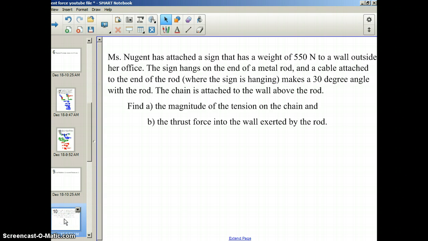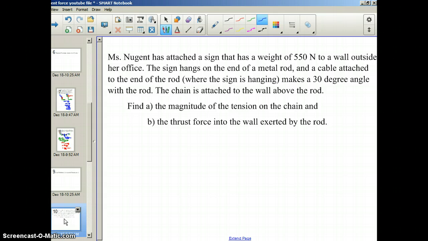Practice problems on concurrent forces, part 2. Ms. Nugent has attached a sign that has a weight of 550 newtons to a wall outside her office. The sign hangs on the end of a metal rod, and a cable attached to the end of the rod, where the sign is hanging, makes a 30-degree angle with the rod. The chain is attached to the wall above the rod. Find A, the magnitude of the tension on the chain, and B, the thrust force into the wall exerted by the rod. One of the tricky things about this problem is drawing the picture accurately.